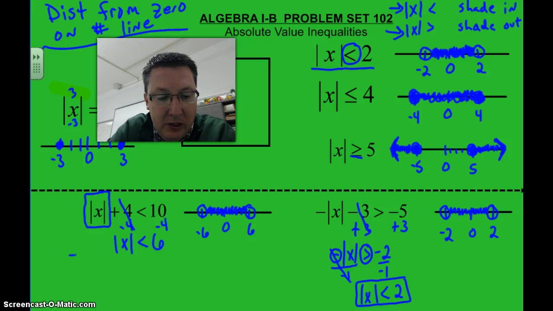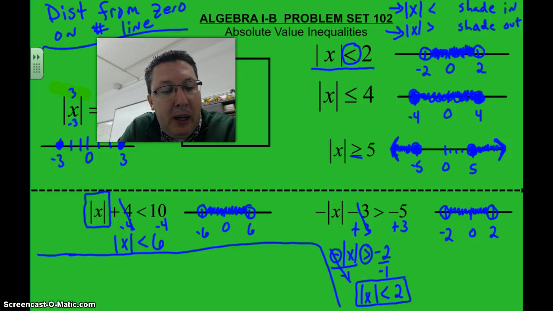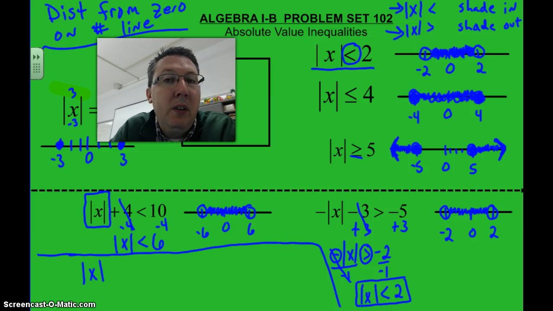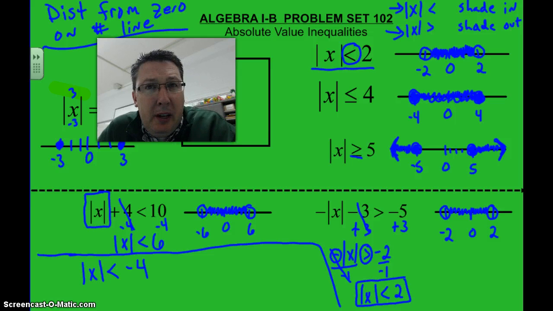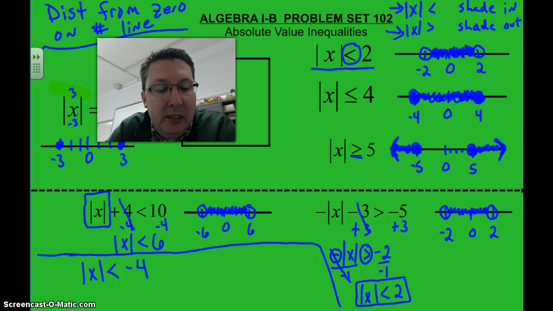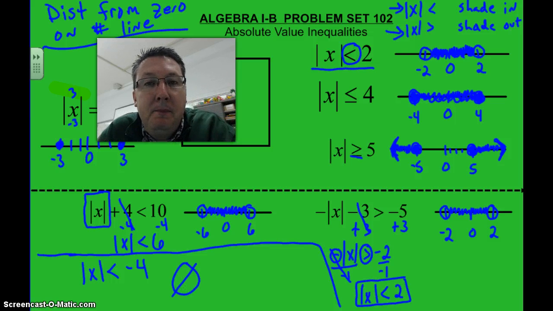Now, one other thing I need to mention real quick. Is it possible to have an absolute value of x less than or greater than, it doesn't matter, a negative number? So think about it. Can you have a distance from 0 that is less than negative 4 feet away or 4 units away? That's not going to happen. So anytime you see this, a distance from 0 less than a negative or greater than a negative, there is no solution to that. Okay?